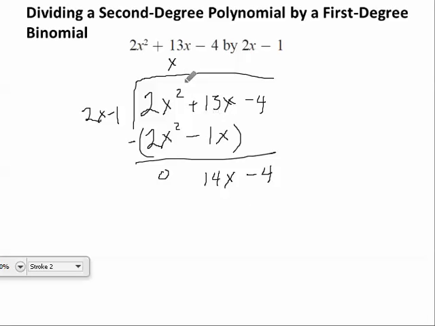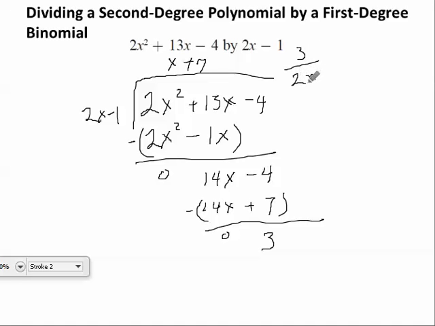Okay? So let's see here. What do I have to multiply 2x by to get 14x? That would be a 7. If I multiply by 7, I get 14x minus 7. So I'm going to subtract this, and I'm going to get 0 here, and that minus becomes a plus sign. Why? Because that minus applies to the entire thing. So it becomes a plus sign, and I wind up with 3 as my answer. So what did I wind up with? I wound up with x plus 7 and a remainder of 3, or a fraction, 3 over 2x minus 1.